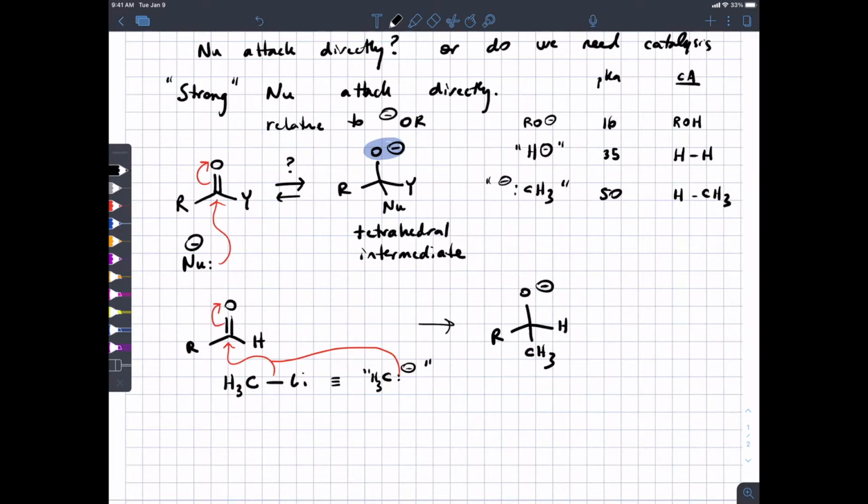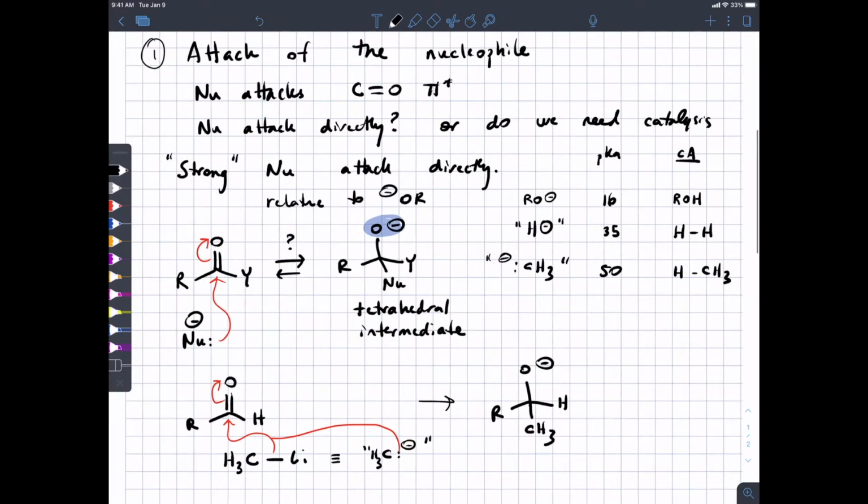Yes? So basically we're looking at the nucleophile and then what would happen if the nucleophile attacked the carbonyl. If the nucleophile is more stable, then it's probably not going to go through the attack. That's right. If the nucleophile is more stable than a negatively charged oxygen, then direct attack is probably not going to happen.